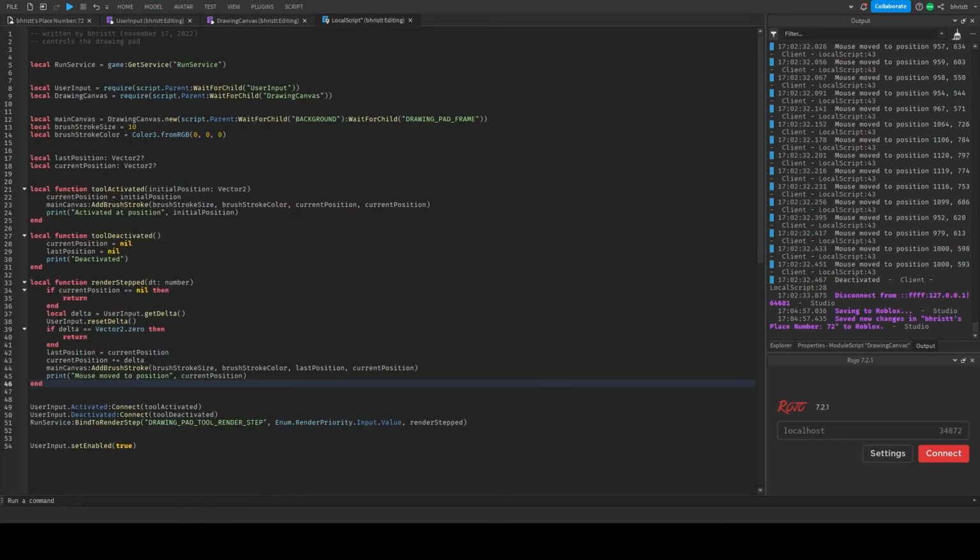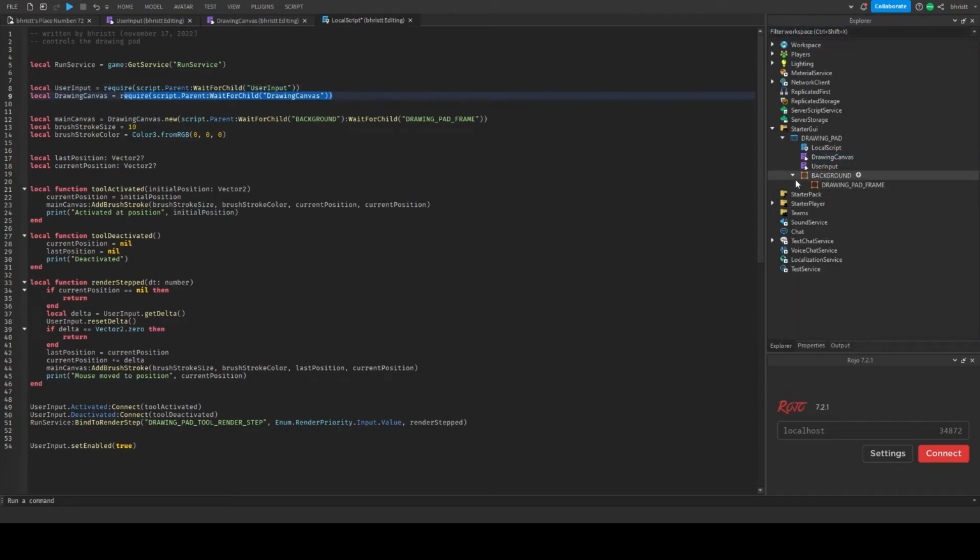Now we want to make sure that the drawing canvas actually works. So what I did here is I got the DrawingCanvas module, I required it up here. And you can see that the DrawingCanvas module is still inside the screen GUI. So what you want to do is localscript.parent.drawingcanvas. That's what I did here. We required this, and then we created a new drawing canvas. And what we did is we added the drawing pad frame, this drawing pad frame right here, as the argument to this constructor. So now we made a new drawing canvas called main canvas.